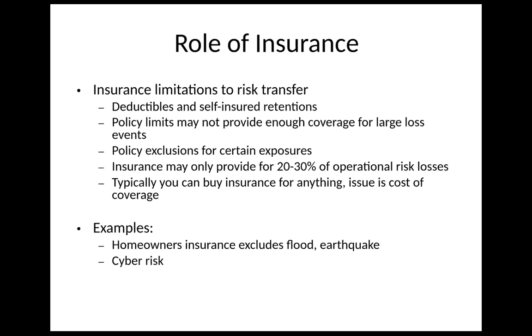Typically you can buy insurance for anything, and really the issue is the cost of the coverage. Yes, you can buy it, but the more insurance you buy, the more you're taking productive resources away from making a profit. So that's where the optimization we talked about last week comes in. Some examples: homeowners insurance excludes flood and earthquake. A lot of coverages exclude cyber risk. There are new insurance coverages out there, there's always some new one, and again, it's how much you're willing to pay for those.